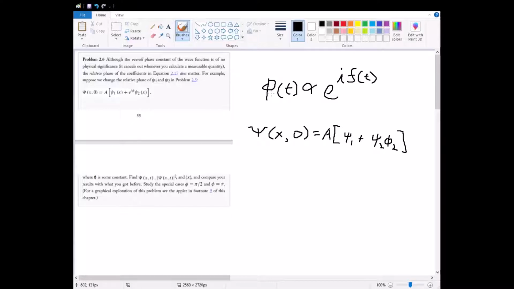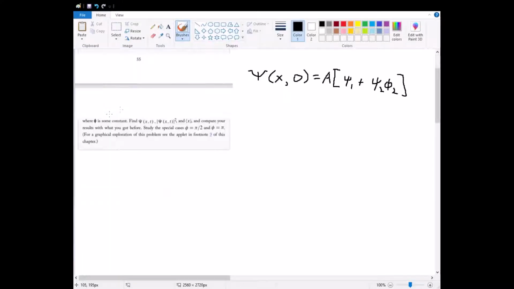Once again, the implications of this we'll cover once we finish the problem, but for now let's just do this and see whether or not this gives us different results when we do all the calculations that we did back in 2.5. So let's start right away with normalization. First off, let's see whether a actually changes or not.